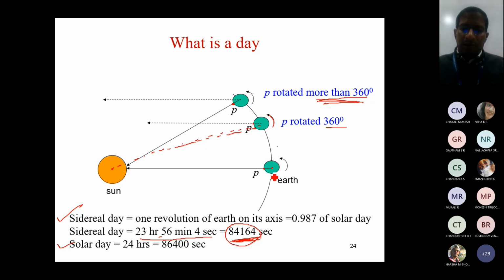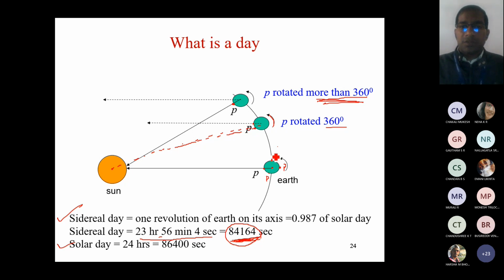Then P came here. That means it became afternoon or evening. Then it became night. Again the Earth is rotating, and it became morning. Again at this point it became noon, and the sun has come to my head again. So when the sun comes to my head again, we call it a day. But that day is a solar day.